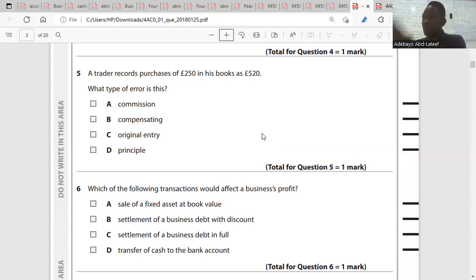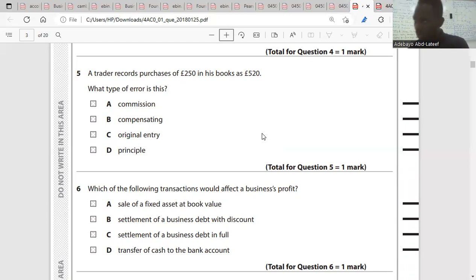I want to record $50 for you, but your name is Bisan, and I mistakenly recorded it in Basan's account. The account will still balance, but it's just that the wrong class of account has been recorded into. Do you understand? So that is error of commission.